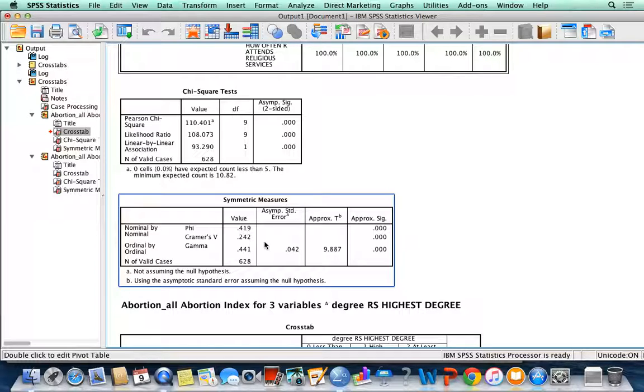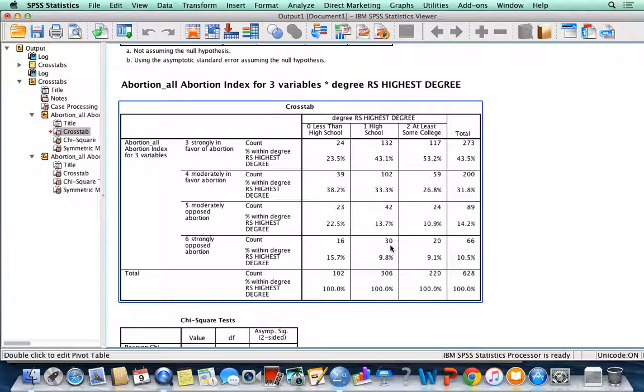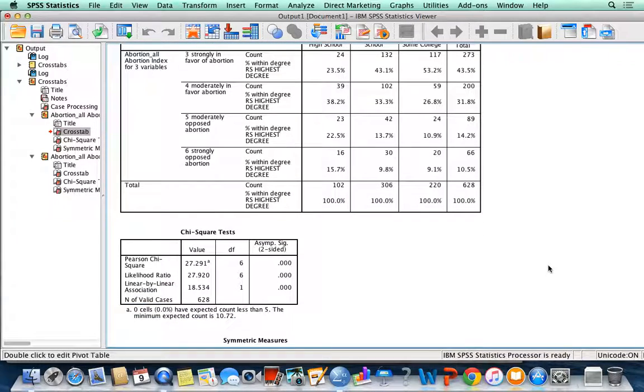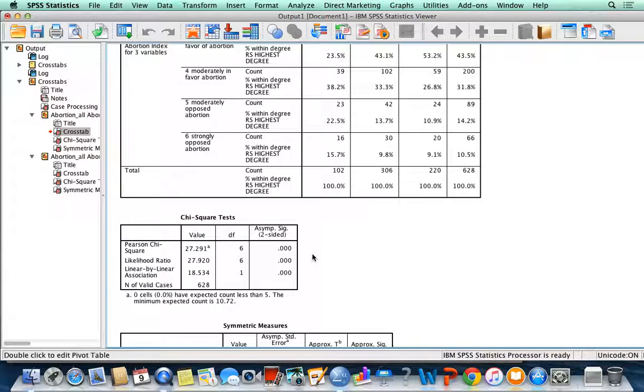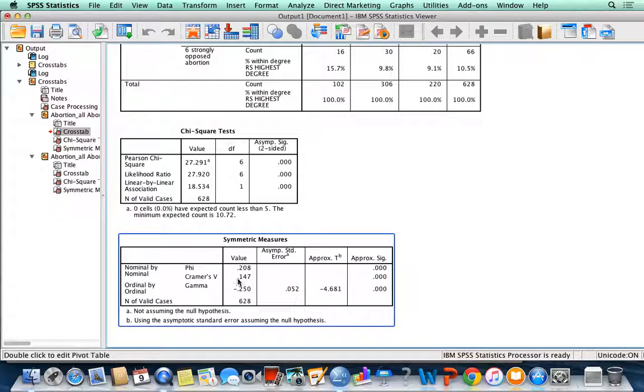Second, on degree, when you look at the second analysis in SPSS, by looking at the chi-square test, same thing, the p-value is 0.000 with a chi-square value of 27.291. And the Cramer's V is 0.147, which is a weak effect, but not bad. Yeah, it's significant. The gamma coefficient for this variable is a negative value. Gamma equals negative 0.250, which is actually weak, because it's lower than 0.3.